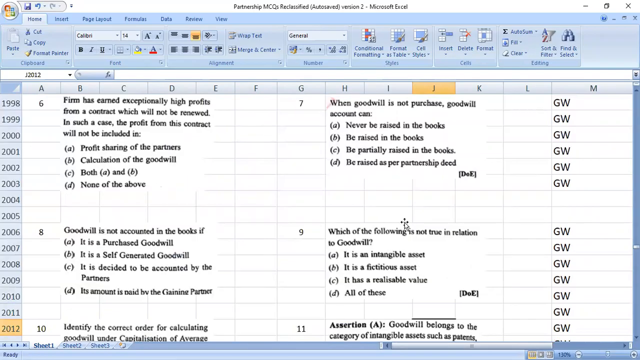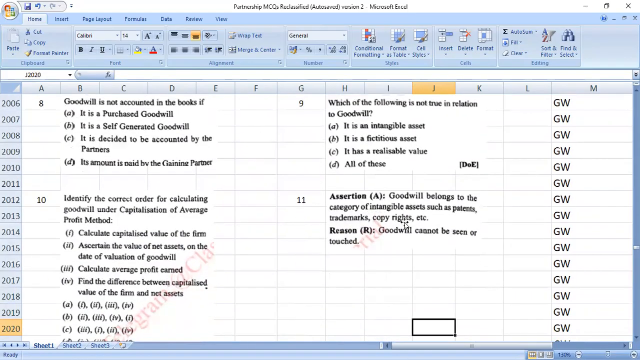B for boy. 7, when goodwill is not purchased, goodwill account can never be raised in the books. Goodwill purchase பண்ணினா தான் you can raise goodwill account in the books. Goodwill is not accounted in the books if it is a self-generated goodwill. Self-generated goodwill books of accounts account பண்ண மாட்டாங்க.